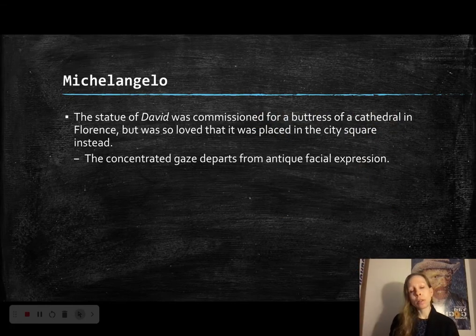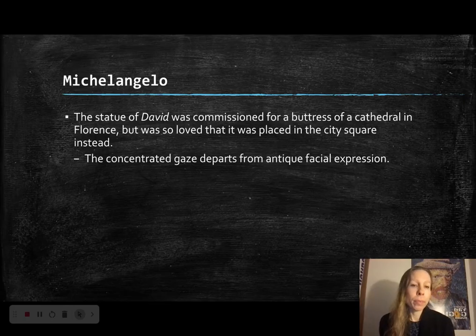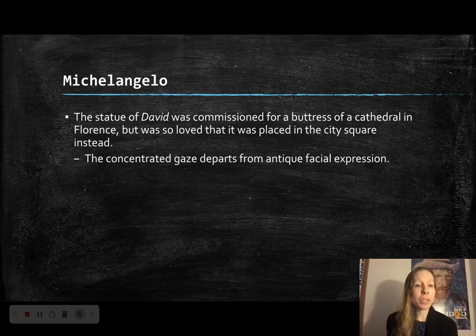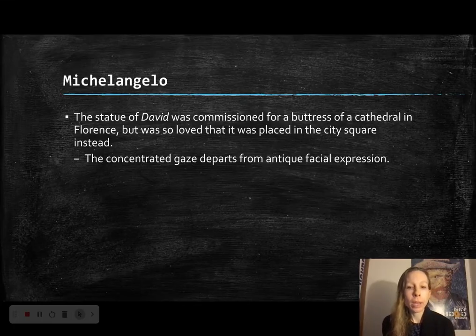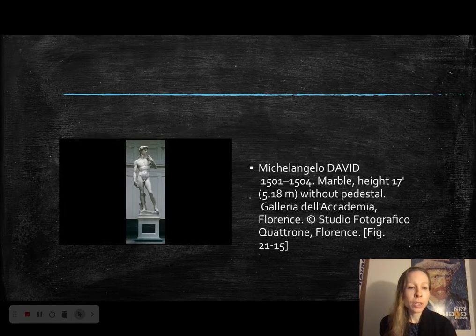And the statue of David, we'll also do a comparison of the statues of David made throughout the centuries. It was commissioned for a buttress of a cathedral in Florence, but it was so loved and adored that it was placed in the city square instead. The concentrated gaze departs from the antique facial expression. So here we have it in its glory, carved in marble, at 17 feet high without the pedestal.